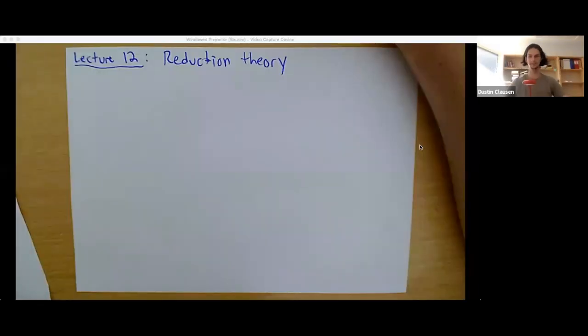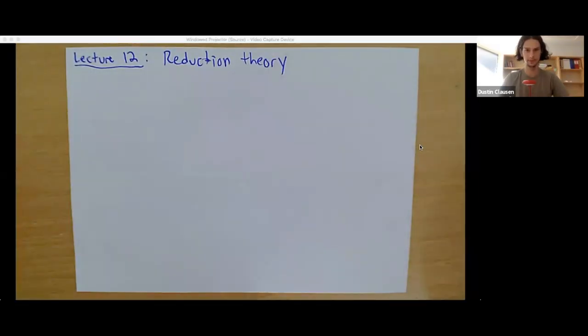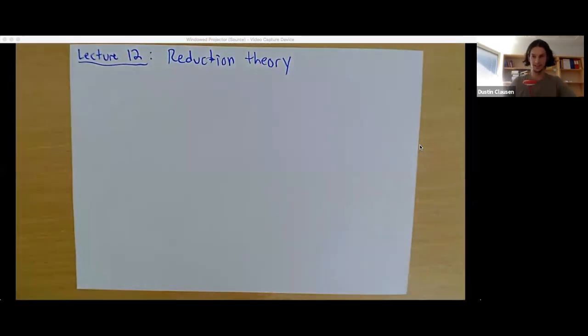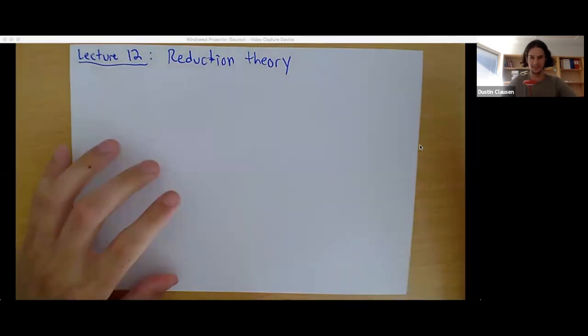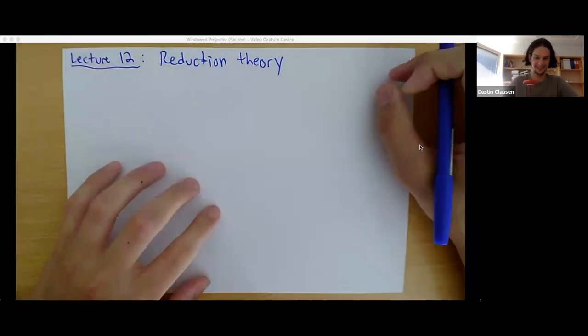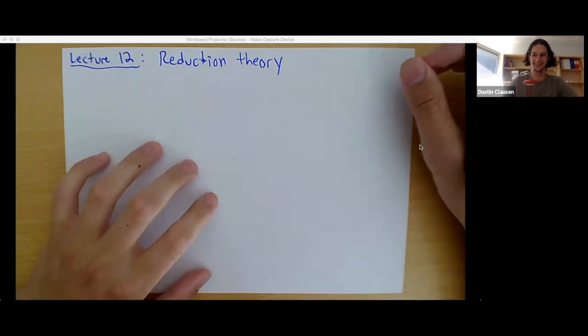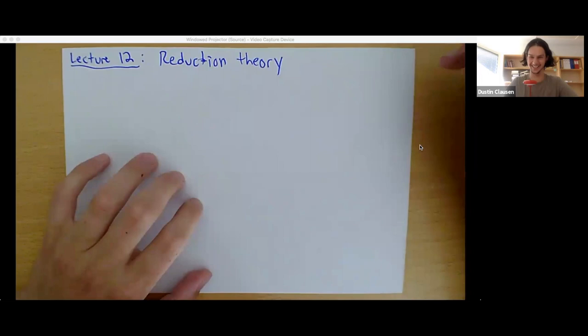Okay. Hello, everyone, and welcome back. We're going to have some fun today. We're going to be talking about reduction theory of, there's a lot of adjectives, positive definite binary integral quadratic forms. I think I got them all in there, but let's just say what we mean.